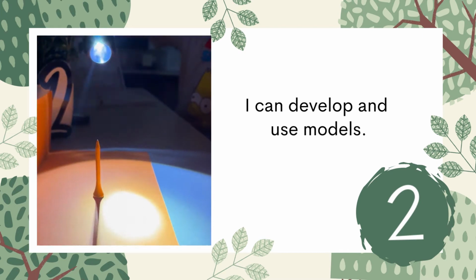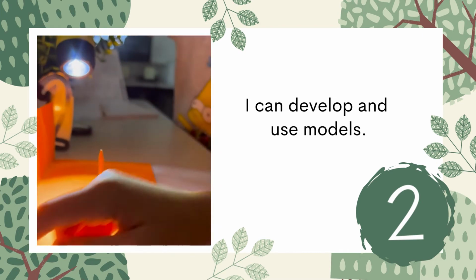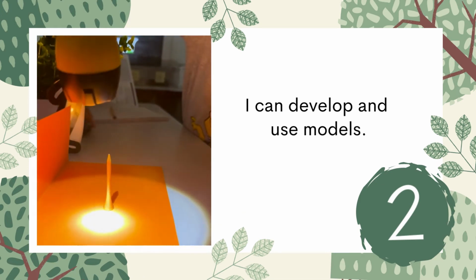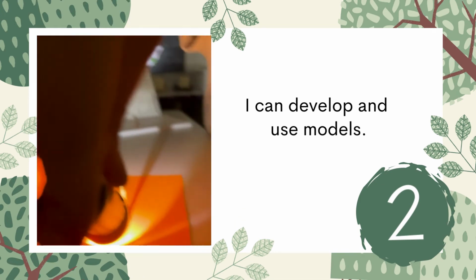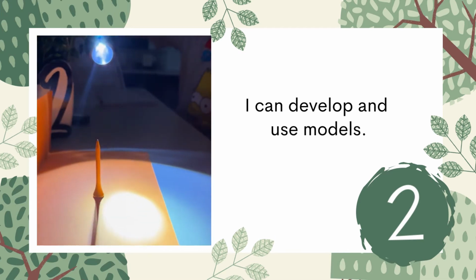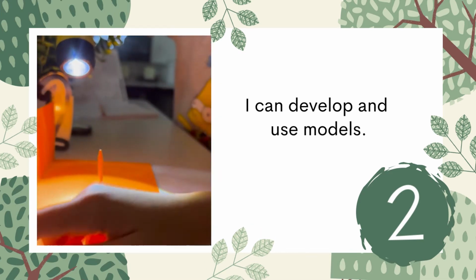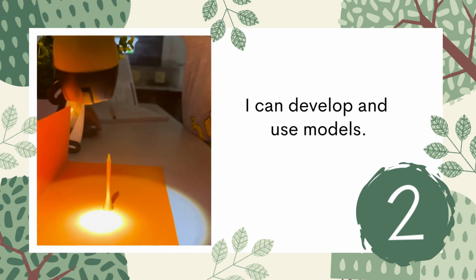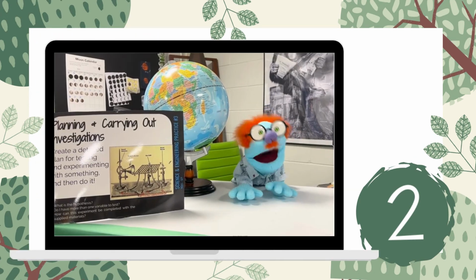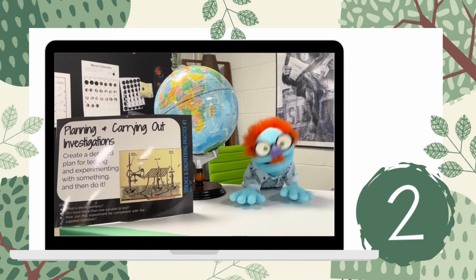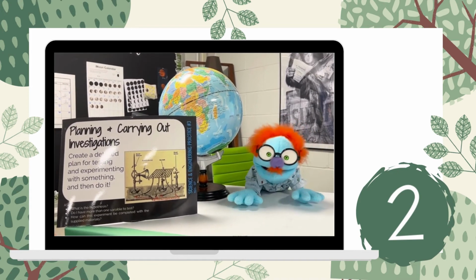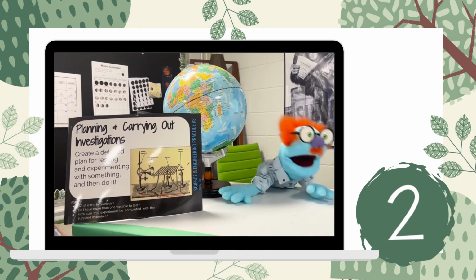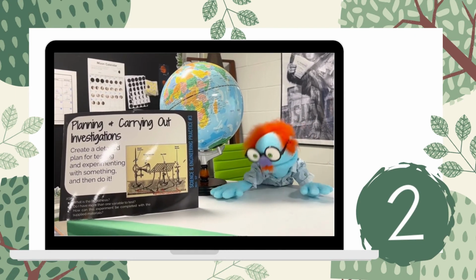Oh, and look, you can also see them using tools like a flashlight and a golf tee to model why our shadows change throughout the day. They used tools to help them represent something that we can't actually move around, but they recreated it. That's a model. So that's it. That's practice number 2. That's the work of the scientists, using and developing models to explain the world around you and to explain it to other people.